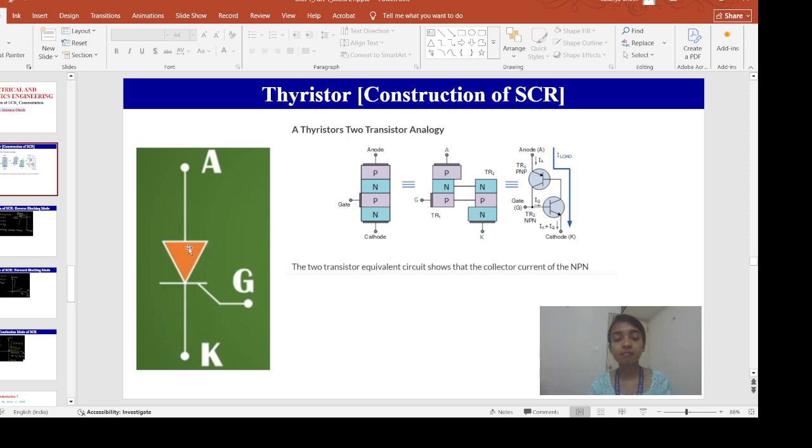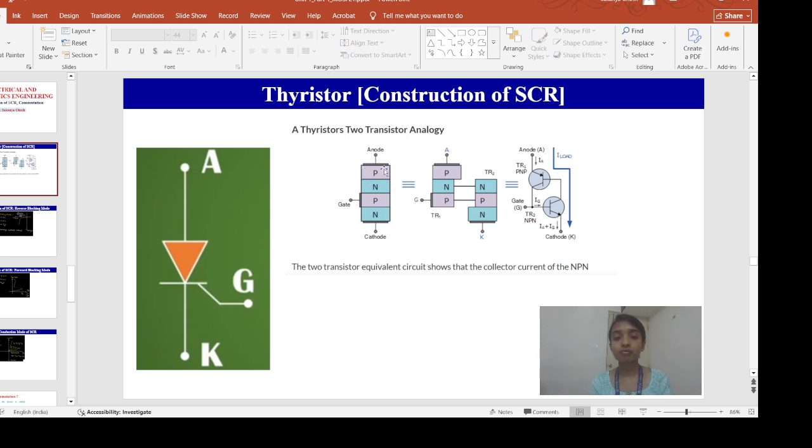If you look at the symbol of the SCR, it almost looks like a PN junction diode, where the positive side we call anode and the negative side we call cathode, and from that cathode side we have one more terminal which is called the gate terminal. So SCR is a three terminal device. Now, this is the construction of the SCR.